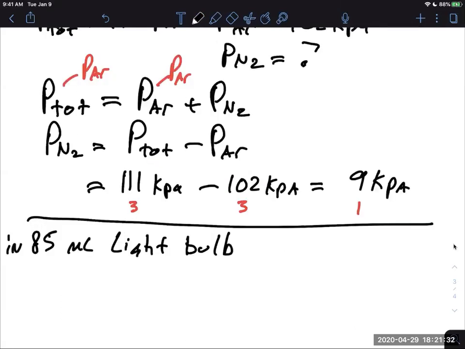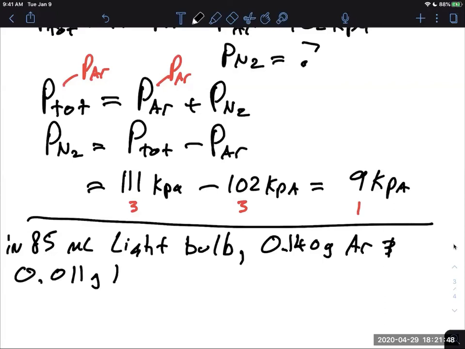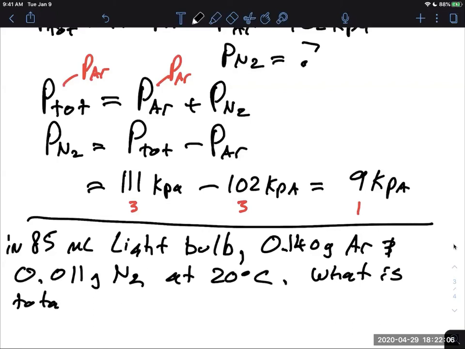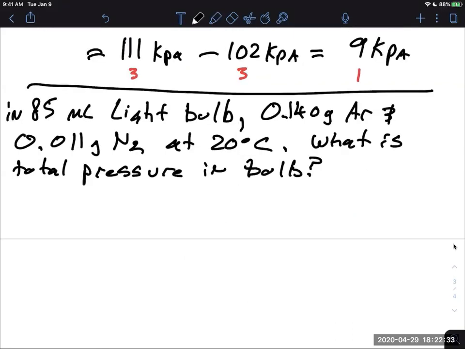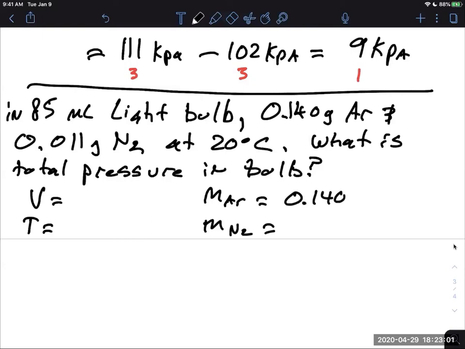In an 85 milliliter light bulb, you have 0.140 grams of argon and 0.011 grams of nitrogen at 20 degrees Celsius. What is the total pressure in the bulb? All right, so let's assign variables. What's the mass of argon? I have mass of nitrogen, volume, temperature. They didn't give me pressure at all, yet they want pressure. So what does that lead me to? Let's write these out: 0.140 gram, 0.011 gram, 20 degrees Celsius, and 85 milliliter.